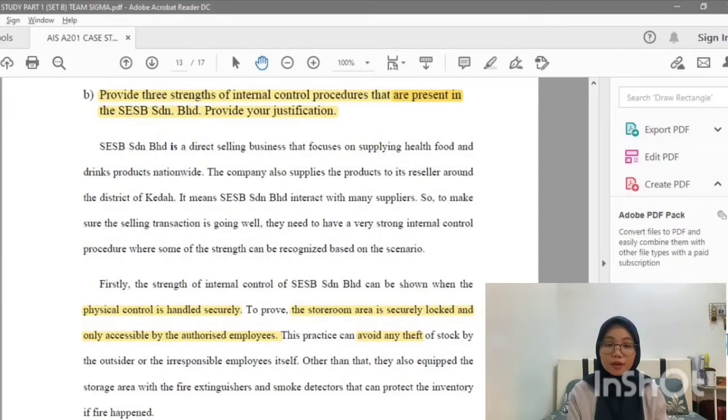So the first strength is physical control. This can be seen when the storeroom area is securely locked and only accessible by authorized employees. By doing this, SASB can avoid any theft from outsiders or maybe fraud from the employees themselves.